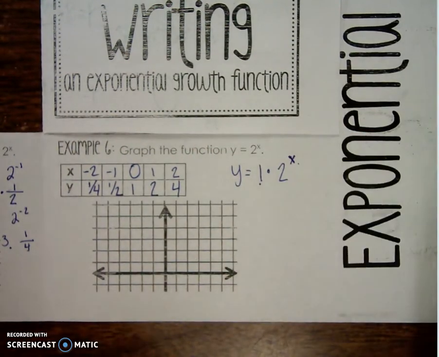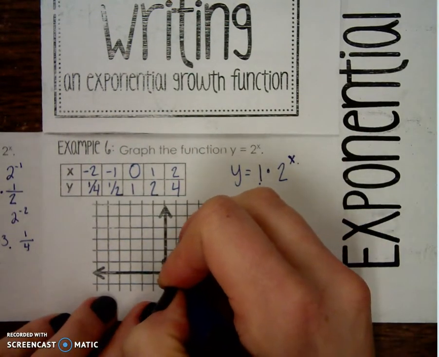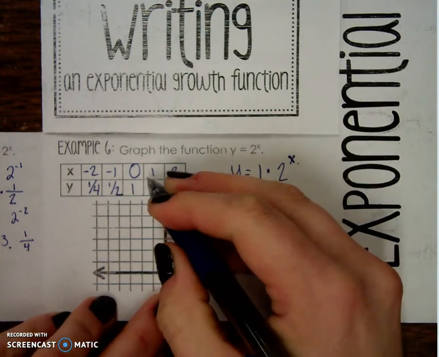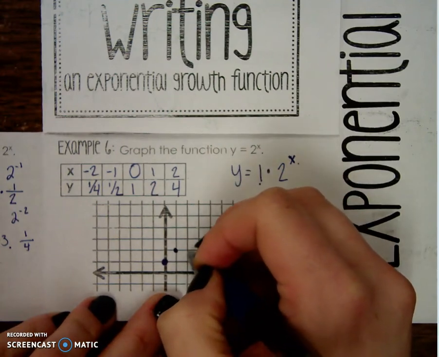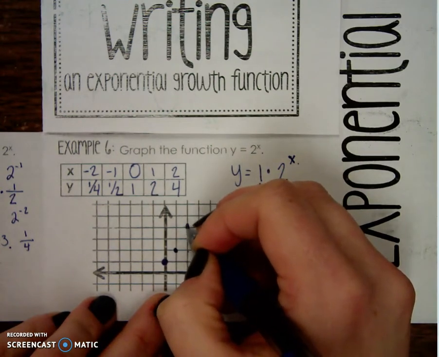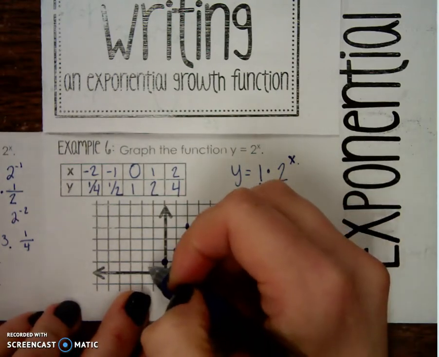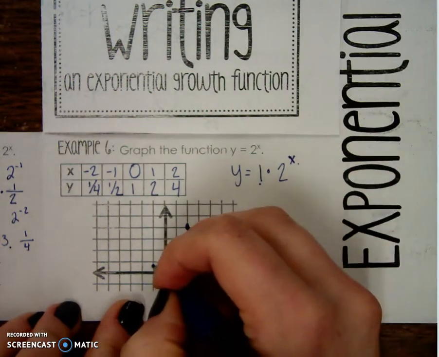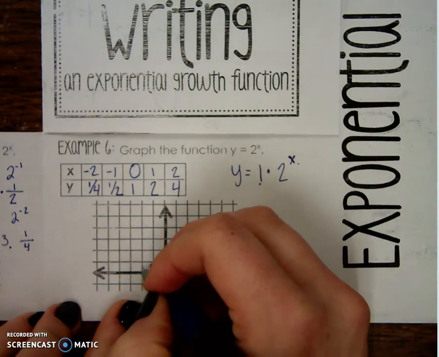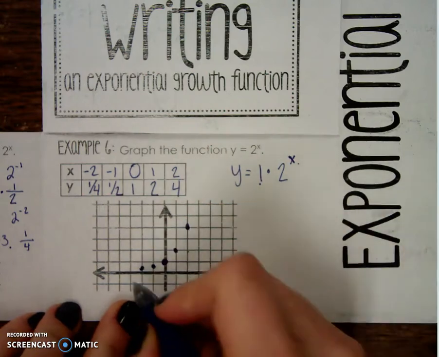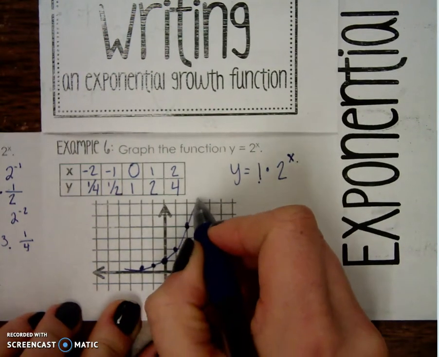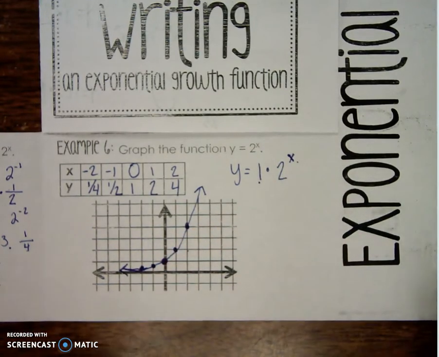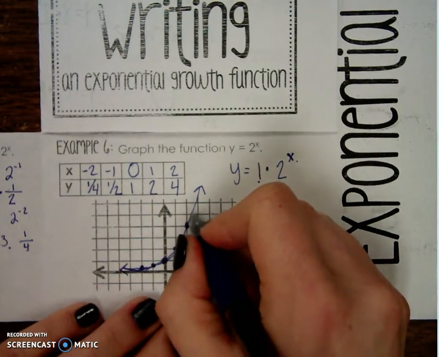And then you can graph this line. Start at that intercept, going to the right 1, up 2. We're going to the right 2, up 4. We're going to the left 1, up 1/2. And then we're going to the left 2 and up 1/4. And then draw your arrows to connect. All right, good.